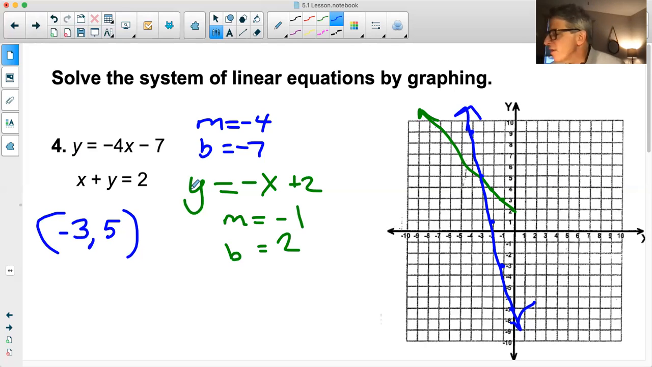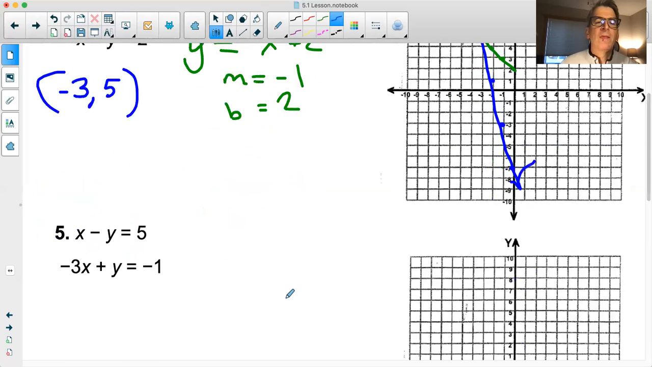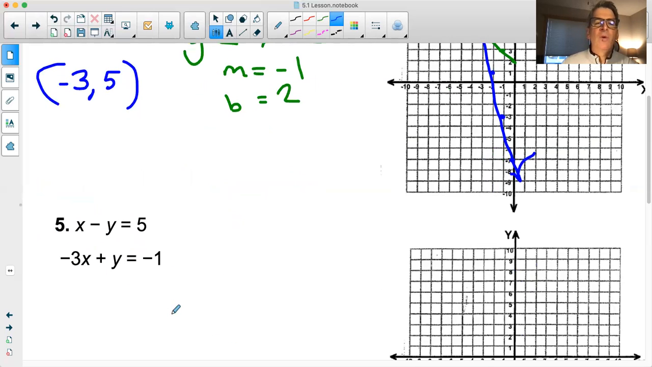Moving on to number 5. X minus y equals 5, and the -3x plus y equals -1. Okay. These are in standard form, so I'm going to rewrite them in slope-intercept form. Subtract the x. Well, actually, I'm going to push the y over with the 5. And I'd have x is equal to y plus 5, okay, adding y to both sides. And then if I subtracted the 5, I would have x minus 5 equals the y.